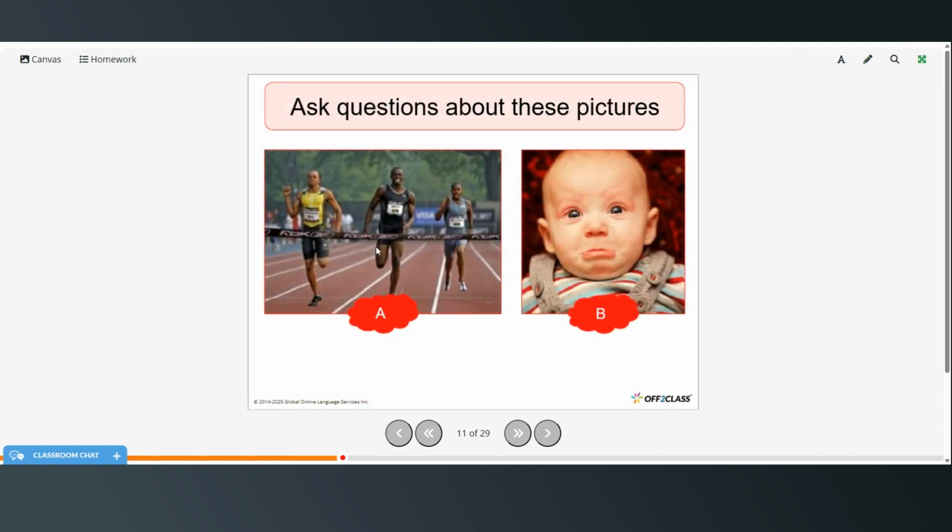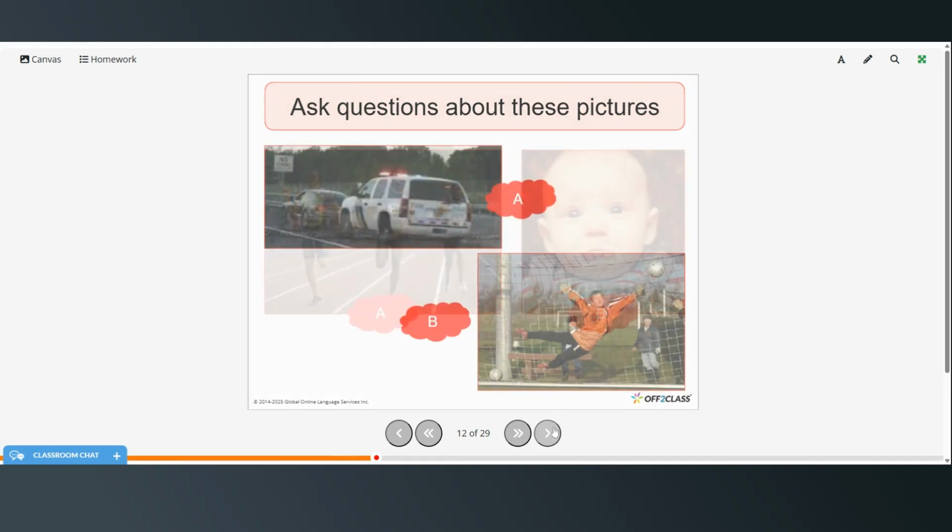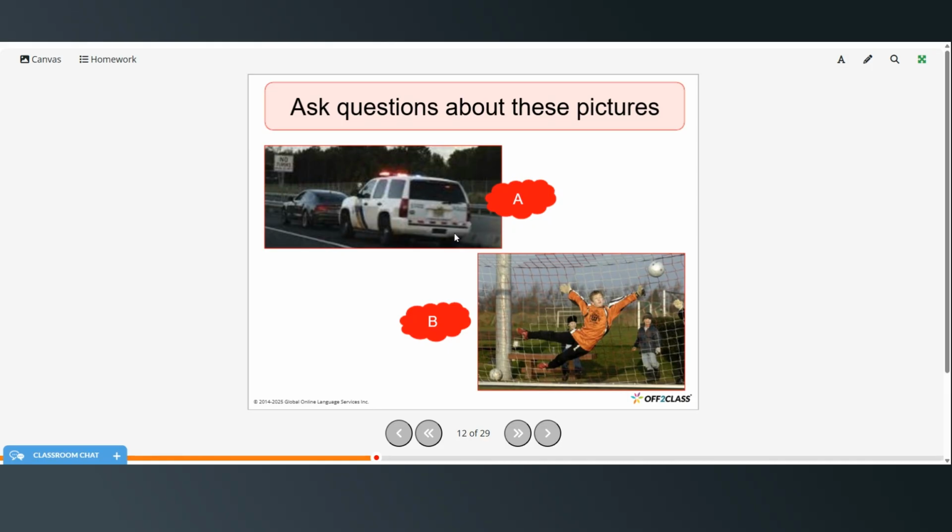Now, ask some questions about these pictures. Maybe who is going to win the race? Is the baby going to cry? Is the driver going to get a ticket? Is the goalie going to stop the ball?